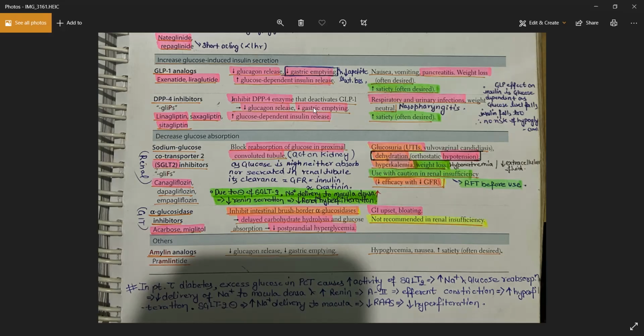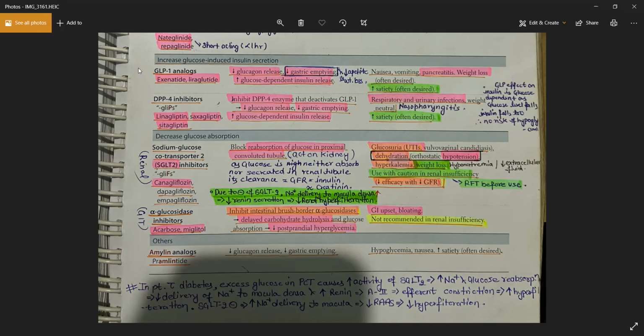So similar to the GLP-1 analogs, they can cause a decrease in the glucagon. They can cause a decrease in the gastric emptying, and they can cause an increased glucose-dependent insulin release. They can cause the early satiety, and the important thing to remember is they can cause respiratory and urinary infections. Very important, like the nasopharyngitis. So for the upper respiratory tract infection, you will always think about the gliptins. For the pancreatitis, you will think about the GLP-1 analogs.